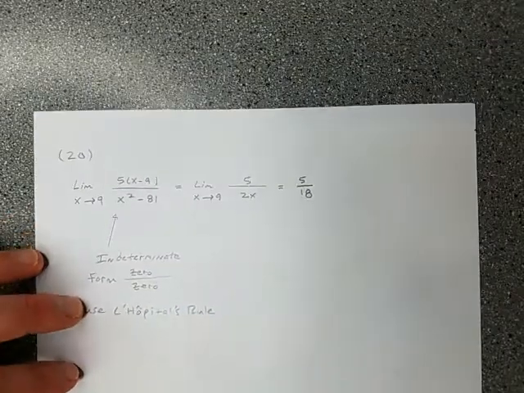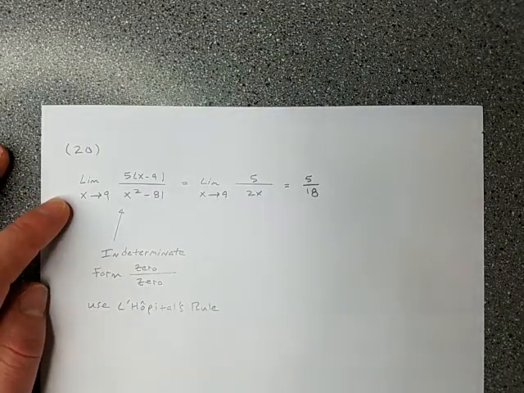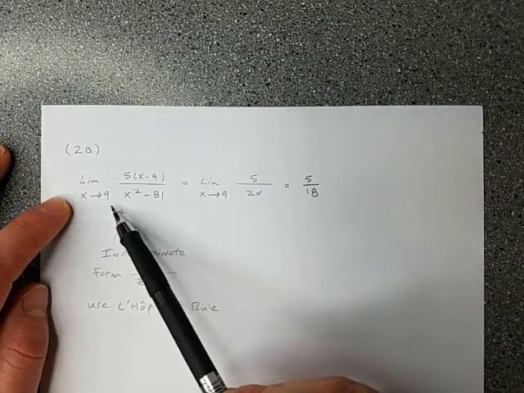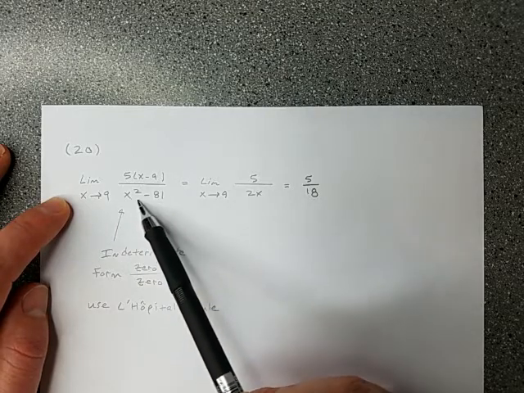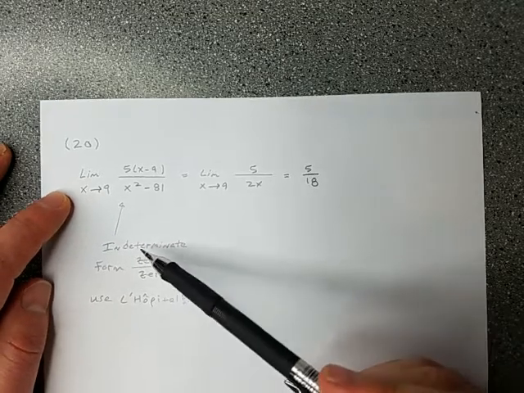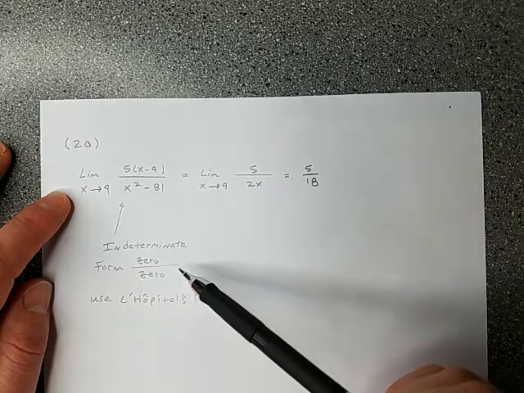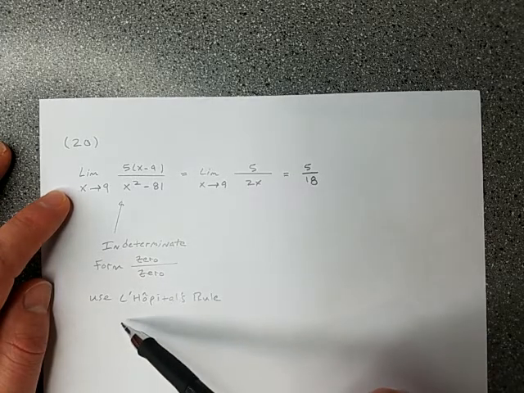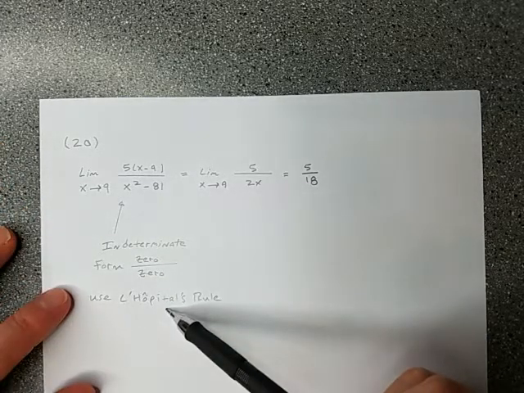All right, one last question. Let's recognize when to use L'Hopital's rule. This limit, if I tried to do it by substituting 9, would give me what's called an indeterminate form, 0 over 0. That's the situation where we could use L'Hopital's rule.